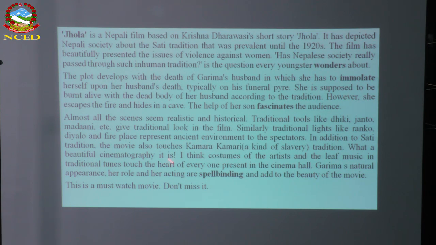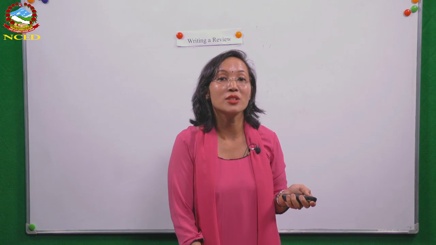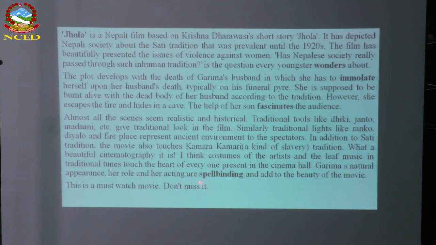That is an exclamatory sentence. I think the costumes of the artists and the live music in traditional tunes touch the heart of everyone present in the cinema hall. Garima's natural appearance, her role and her acting are spellbinding. Spellbinding means holding your attention, mantramugdha parne. Is that clear? They are spellbinding and add to the beauty of the movie.